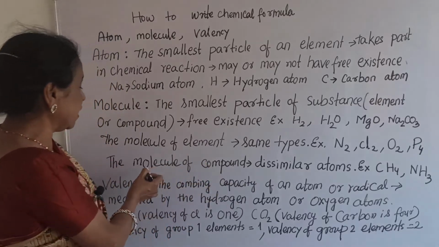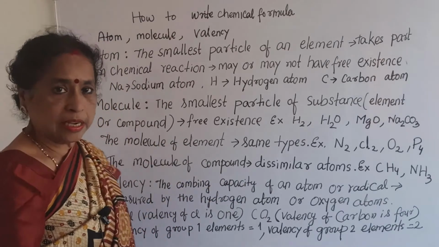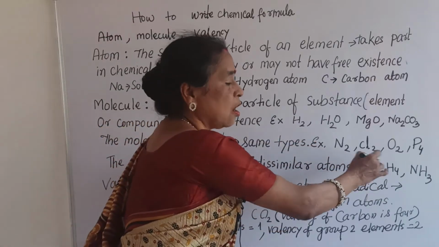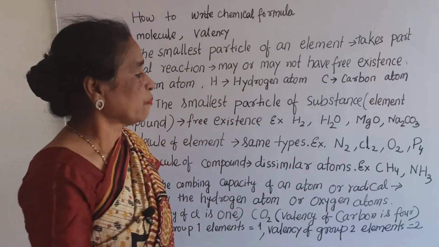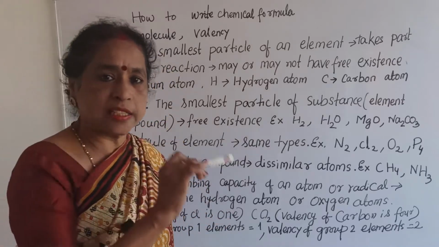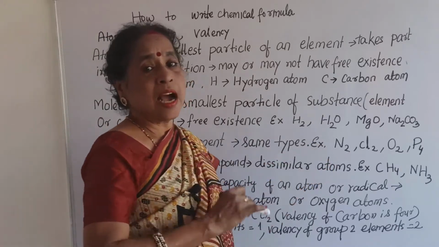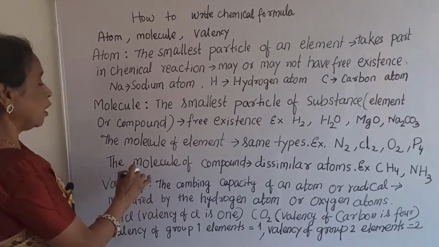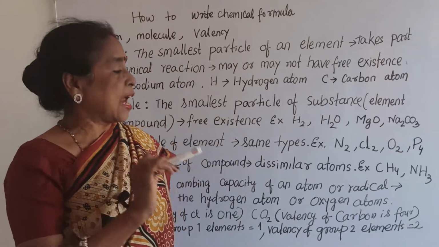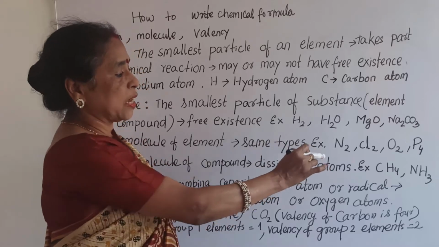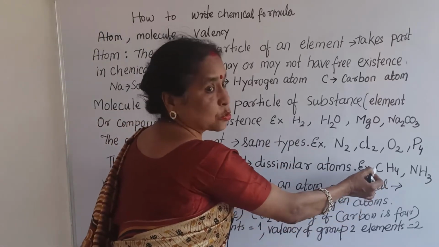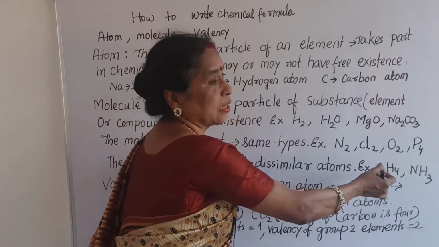CH4. So I told here the molecule of compound means dissimilar atoms. One is carbon, other one is hydrogen. And here NH3, that is ammonia, one is nitrogen and other is hydrogen. So the molecule of compound consists of dissimilar atoms. So CH4, NH3, if you count the number of atoms here, 4 plus 1, 5, here 3 plus 1, 4.